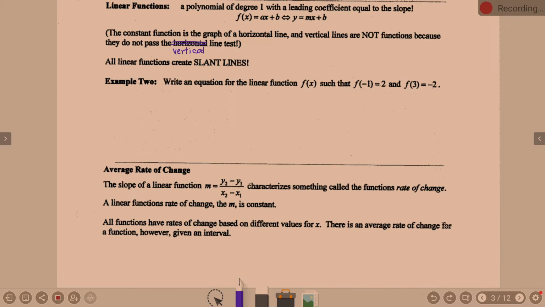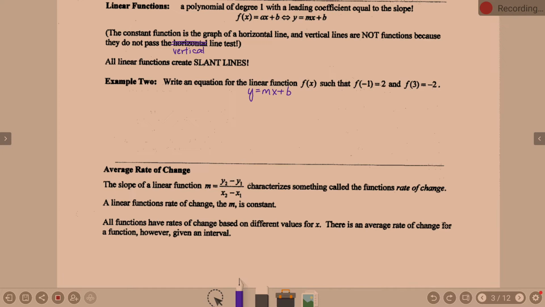So let's look at example 2 here. Write an equation for the linear function f of x such that f of -1 equals 2 and f of 3 equals -2. What does your brain say when it says write an equation for the linear function? Y equals mx plus b. Okay, so your brain needs to connect, equation of linear function. She wants us to write y equals mx plus b, slope-intercept form. It's not the only form you can write, but that's the form our brains know the best. Such that f of -1 equals 2 and f of 3 equals -2.